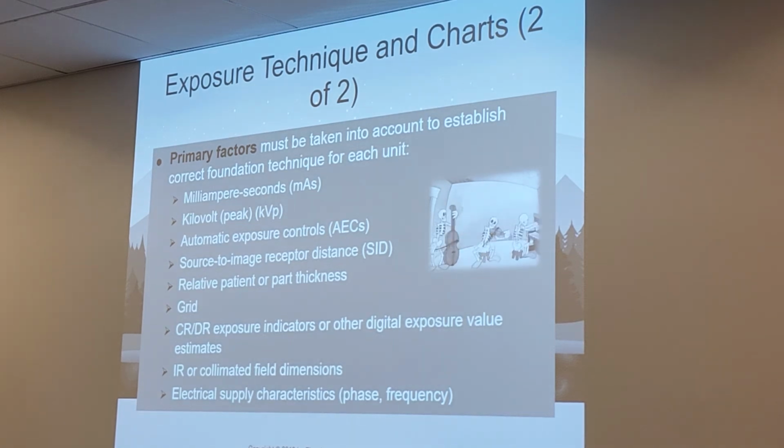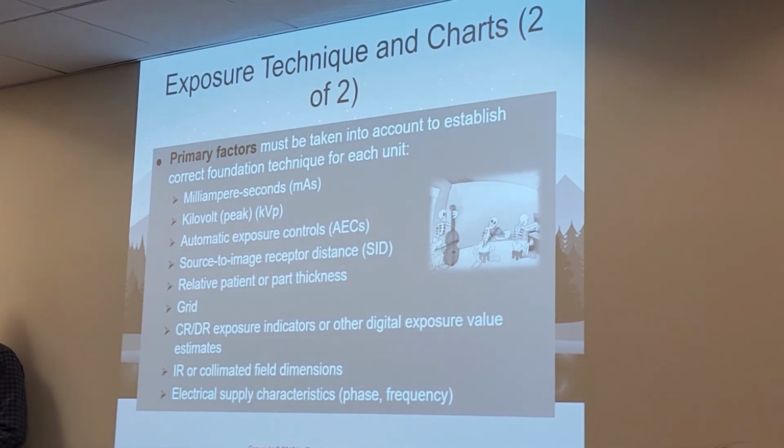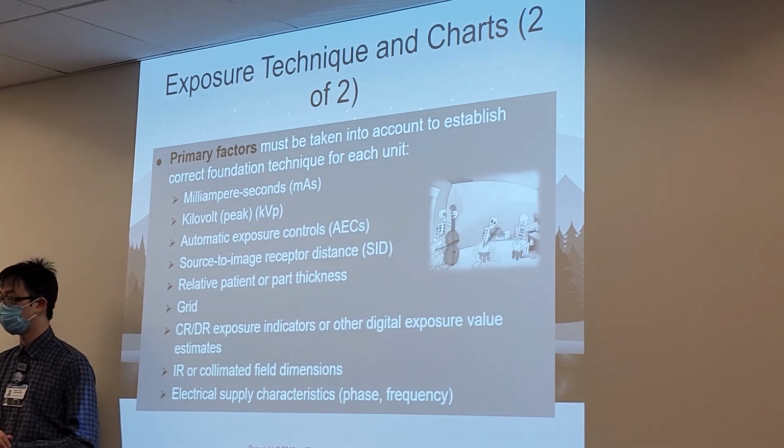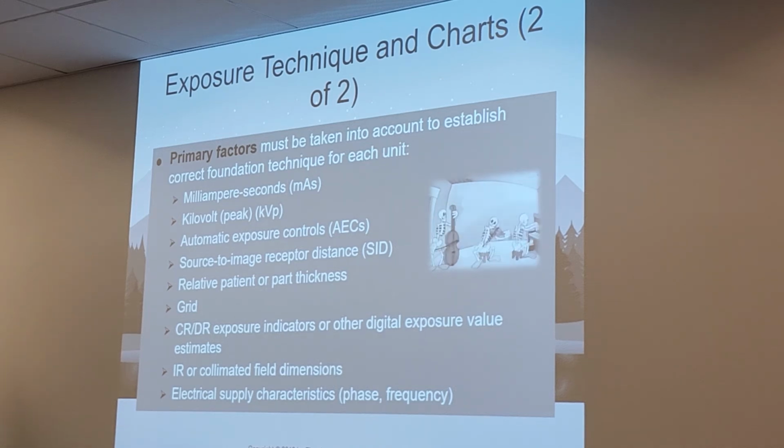All right, now I've got a lot of fancy vocabulary here. Don't worry too much right now. We will end up covering this later this semester. So primary factors need to be taken into account to establish the correct foundational technique for each unit, each piece of equipment. So, what sort of things can you change at the console which will affect your image, affect your x-rays? There's something called milliampere seconds, your mass.